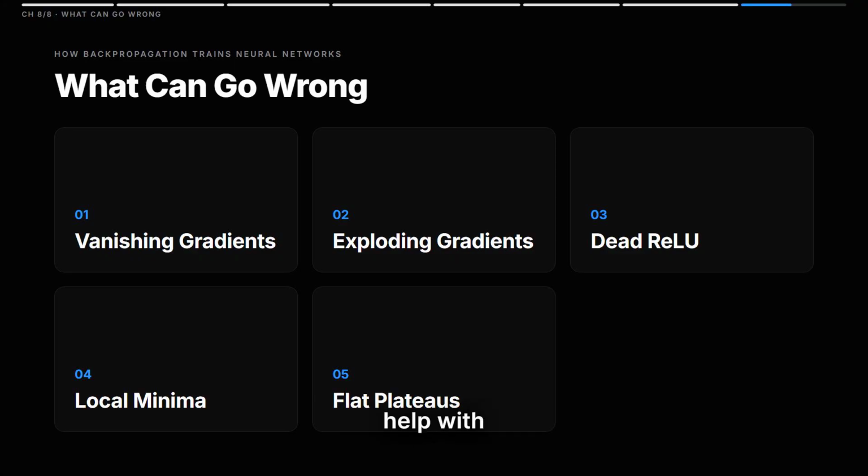ReLU activations help with vanishing gradients but introduce their own issue. A dead ReLU unit that consistently receives negative pre-activation input outputs 0 permanently, and its gradient is also 0, so the weights feeding it stop updating entirely. Beyond these, backpropagation provides no guarantee of finding the global minimum. It converges to a local minimum or saddle point and can stall on flat plateaus where gradients are near 0. Knowing these failure modes is the first step toward addressing them.